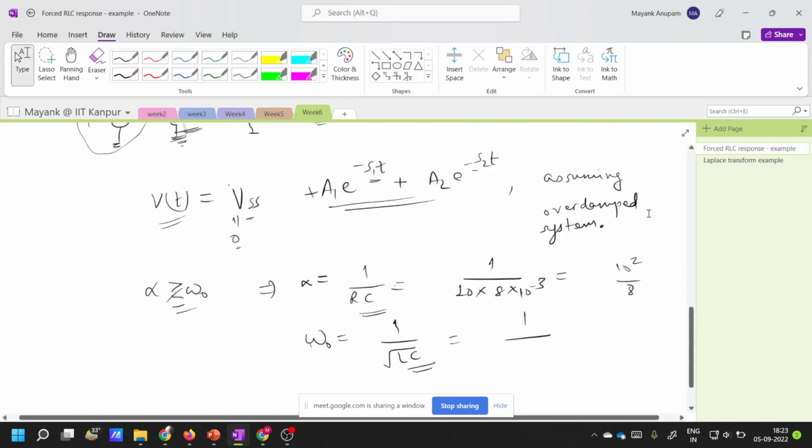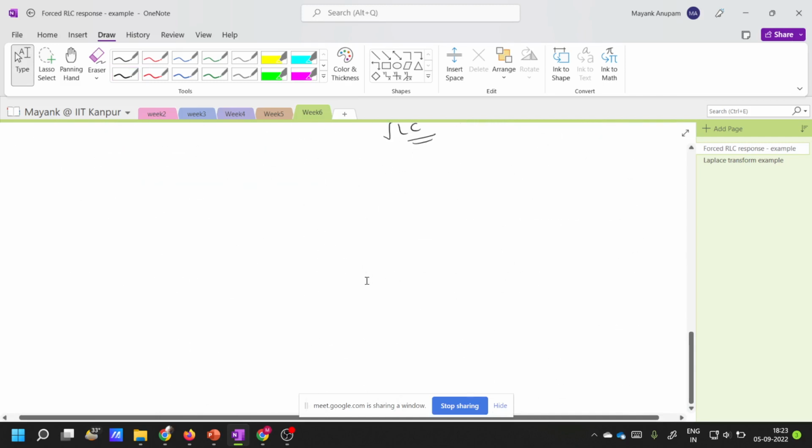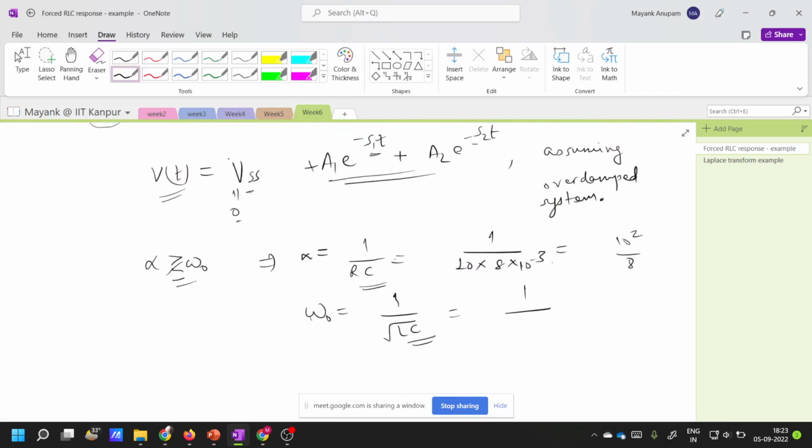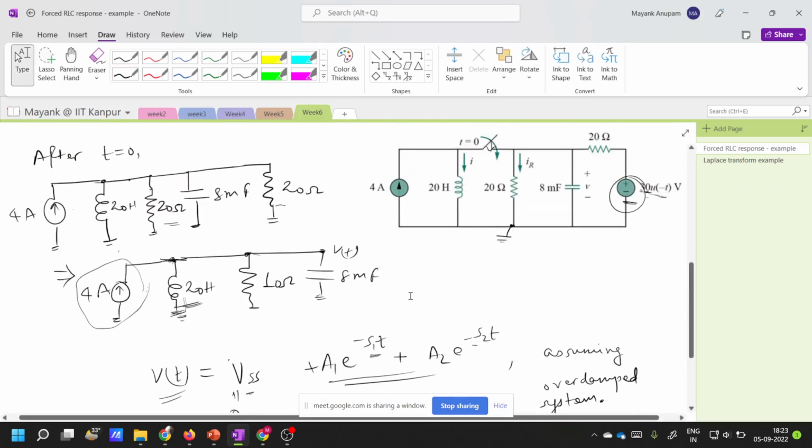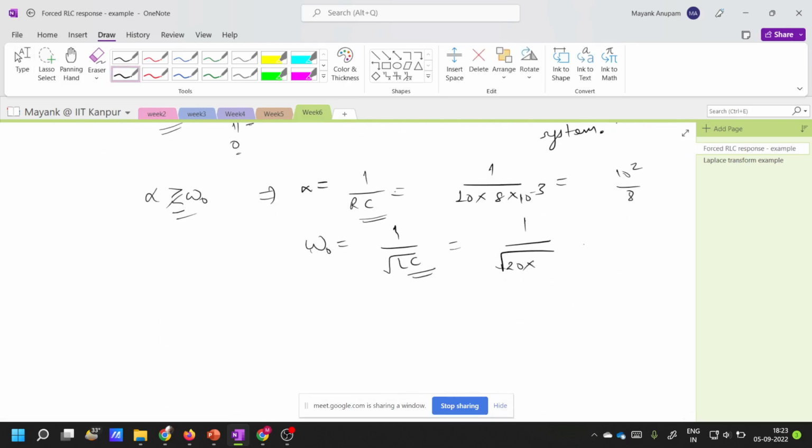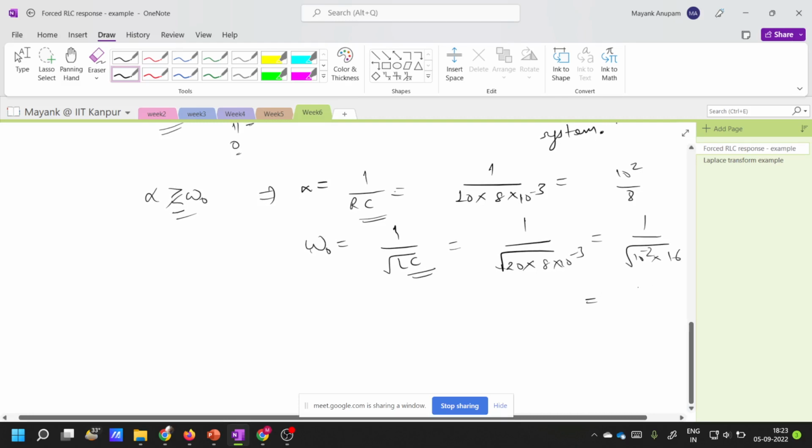And what is omega naught? L is equal to 20 Henry, and C is 8 millifarad, 8 into 10 to the power minus 3. Let's also quickly calculate that. So the inductor is 20 Henry, right? And this is 8 millifarad. What is this equal to? 1 by root over 10 to the power minus 2 into 16, right? What is this equal to? 10 by 4, correct?